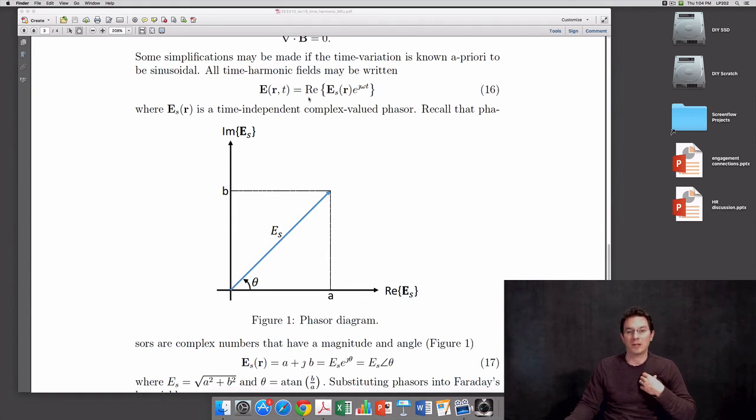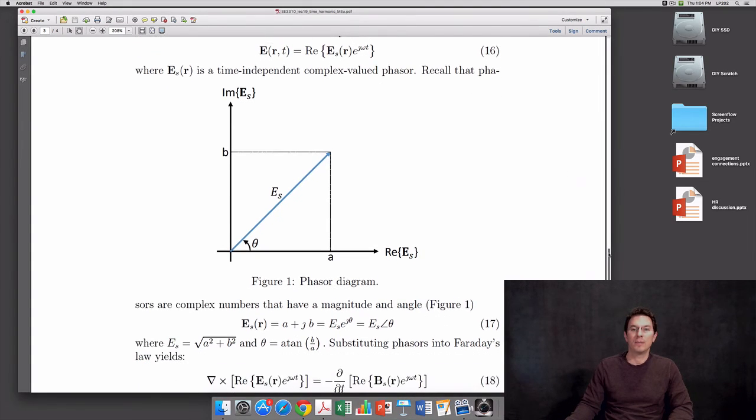And in order to get back to time domain, you multiply the phasor by e to the j omega t, where omega is the frequency in radians per second, and you take the real part of that quantity to go back to time domain. All right? Now, let's talk a little bit about phasors.